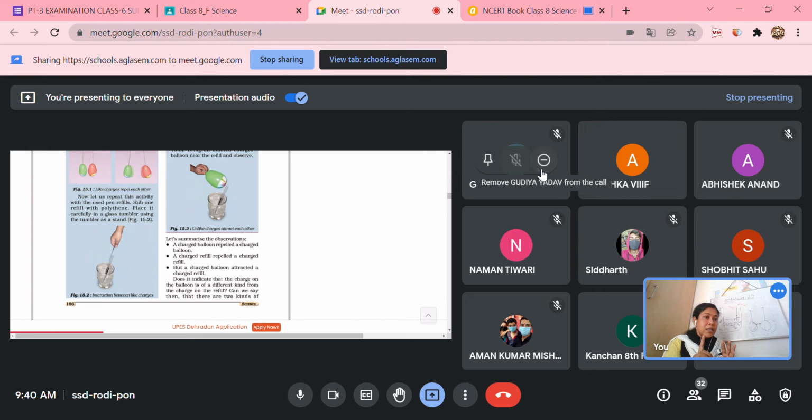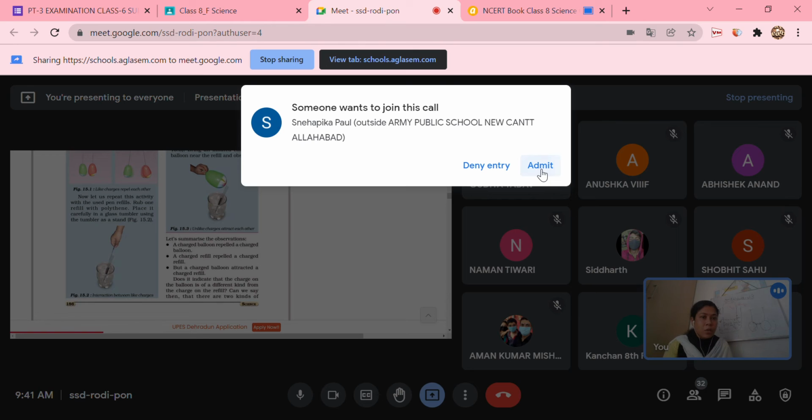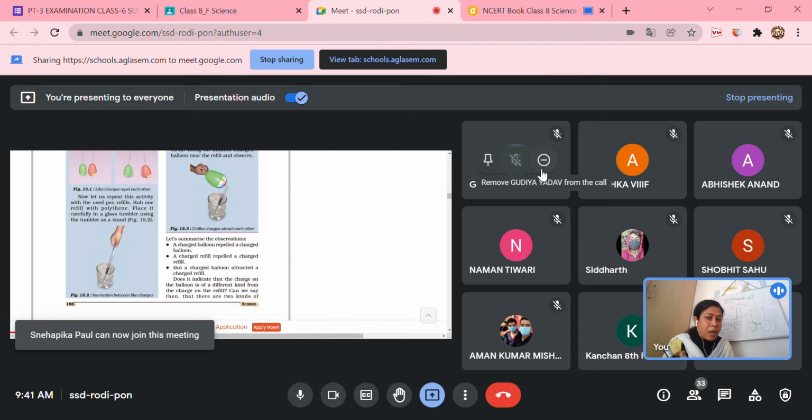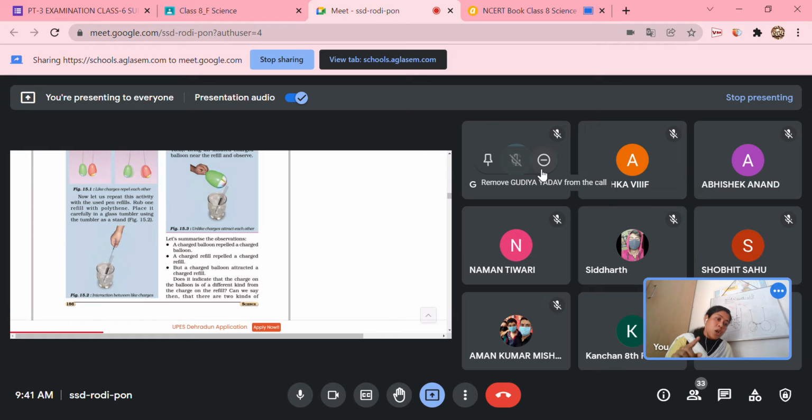So what is it that this indicates? By rubbing the balloon with woolen cloth and the refill with polythene, both have acquired different charges on them. As a result, these two different charges are getting attracted to each other. So this is the conclusion, the summarization of our observation: a charged balloon repelled a charged balloon, a charged refill repelled a charged refill, but a charged balloon attracts a charged refill. What is the reason? Because both of them have unlike charges, so they attract each other.